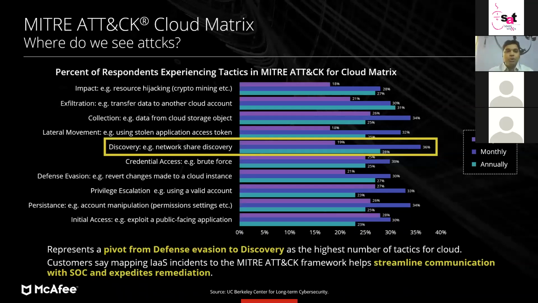As per the MITRE ATT&CK cloud matrix, which is one of the recent mappings that has been published, specifically designed for cloud related threats, if we look at that, you see network share discovery is one of the highest factors, because the first place where an attack would start is discovering. Now, if the data is already there in the cloud, discovery becomes much easier.